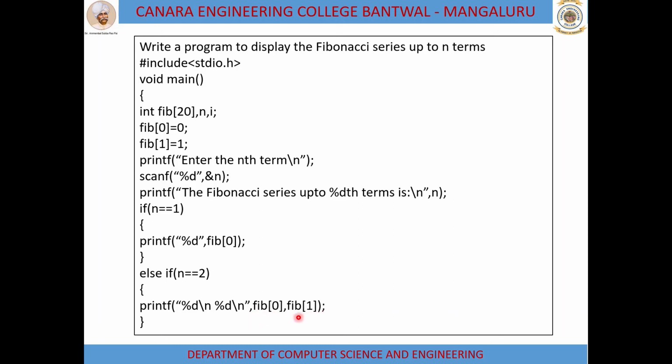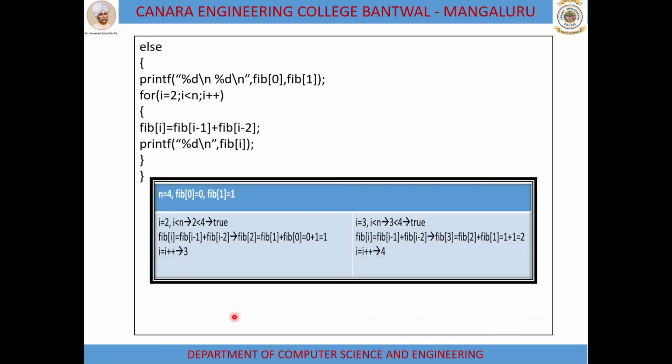So if the user input is 1, then if n equal to 1 is true and the if part will be executed. If the user has given 2, then if n equal to 1 is false, so control will go to the else if part. n is equal to 2 is true, then the first two Fibonacci numbers are computed. Now if the user has not given input as 1 or 2, that means starting from the third number I'll have to compute the Fibonacci series number. So that part I have written as the else part.